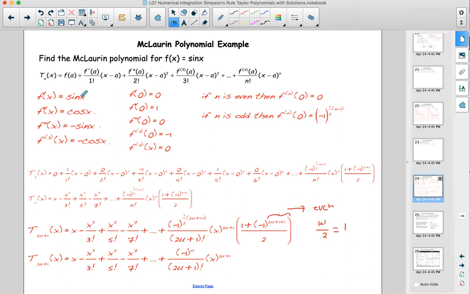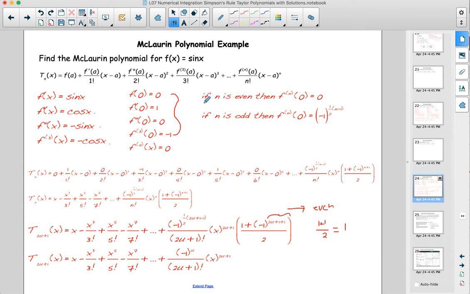Plugging into the formula, I need f at 0, so sine of 0 is 0. Cos of 0 is 1, negative sine of 0 is 0, negative cos of 0 would be -1, and then this pattern would repeat. So there's the established pattern: 0, 1, 0, -1. It will repeat 0, 1, 0, -1, and so on.